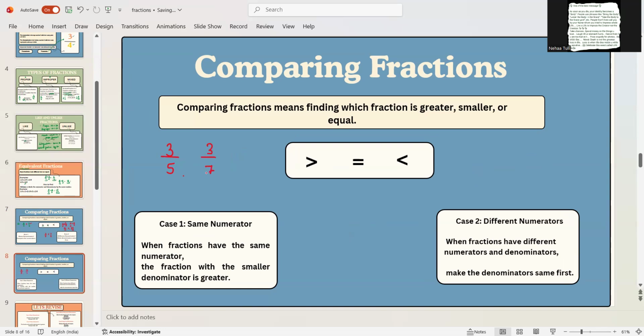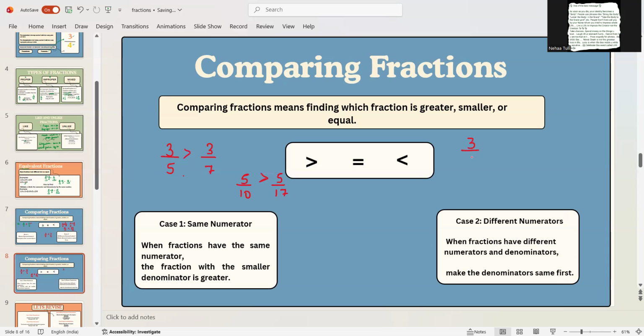So the fraction with the smaller denominator is greater. The fraction with the smaller denominator is greater. Let's do one more example, like 5 upon 10 and 5 upon 17. So here the fraction with the greater denominator is smaller. Okay? Next case. When we have different numerators and at the same time we have different denominators also. So what we do? We make the denominators same.